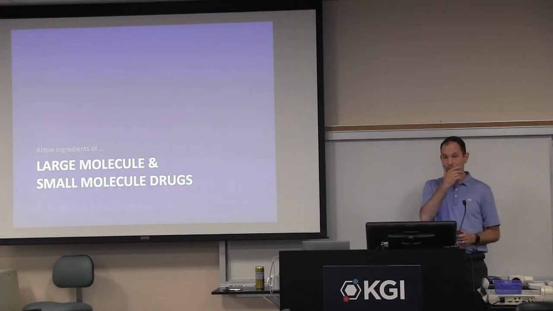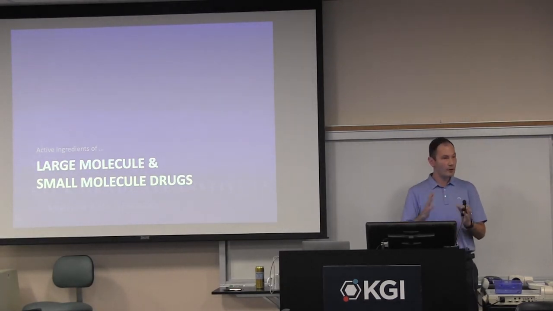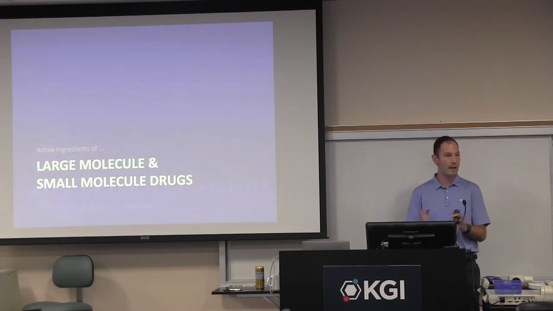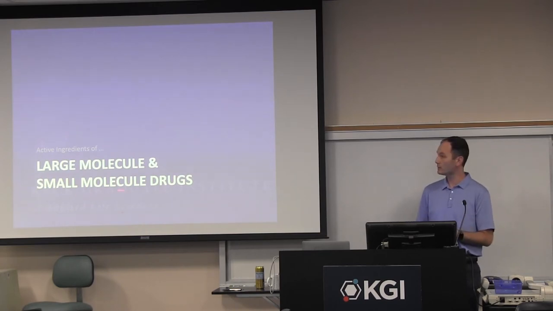You can further split drugs into two chemical classes: large molecules and small molecules. Have you heard about this before? Small molecules are usually also called pharmaceuticals. They're your typical organic chemistry structures. Large molecules are also called biologicals. They can be proteins, DNA, RNA. They're much larger than any of the small molecules.